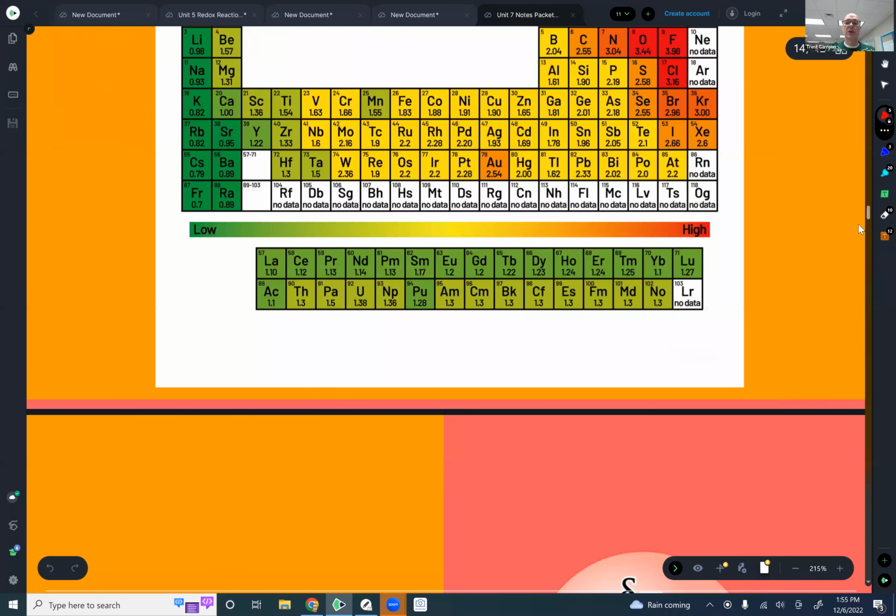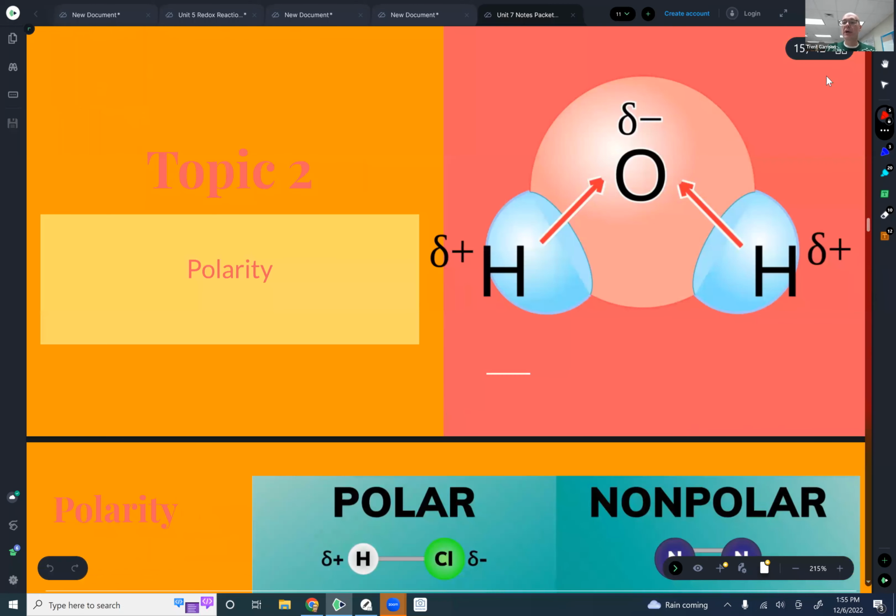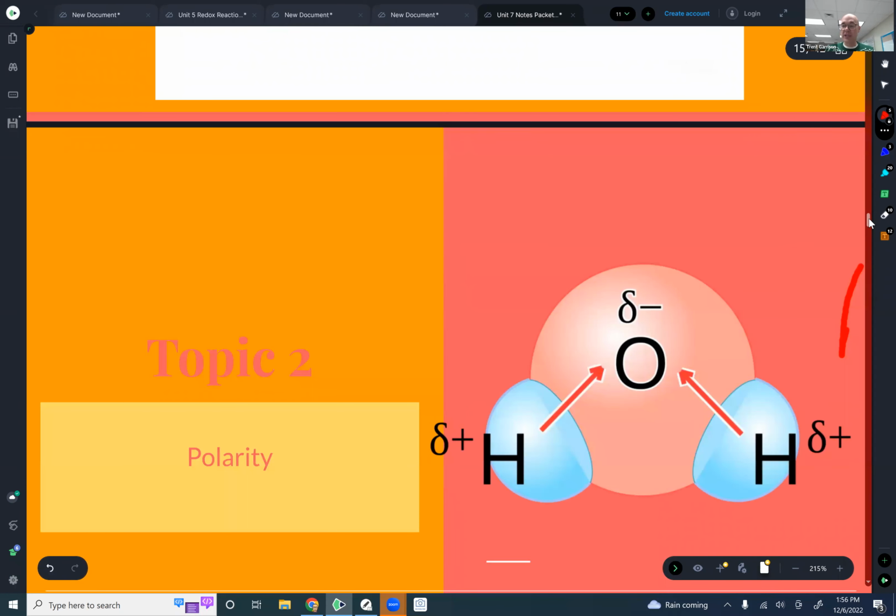Okay, so the overall goal of this unit is to talk about this very term that we're going to discuss right now, something called polarity. Well, polarity just means that the electrons are not being shared equally.